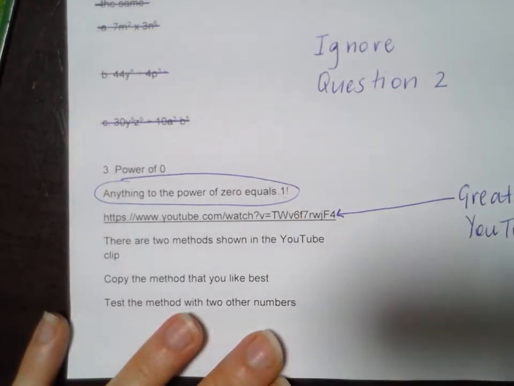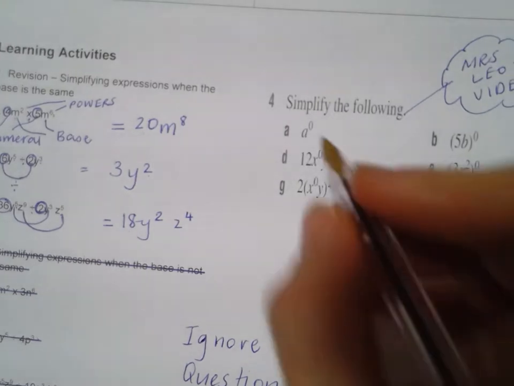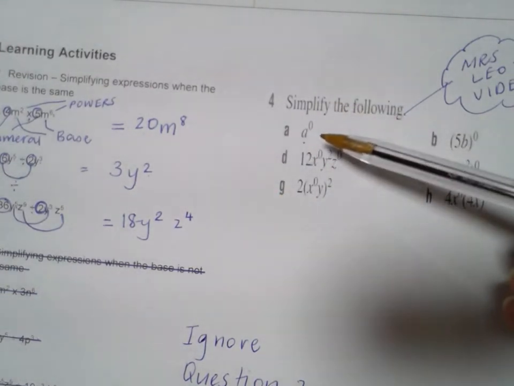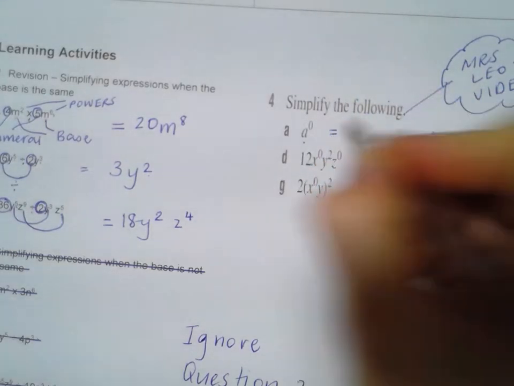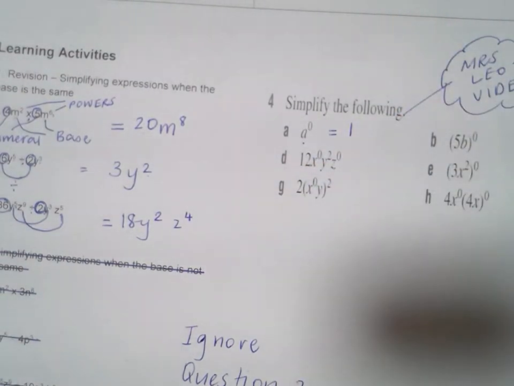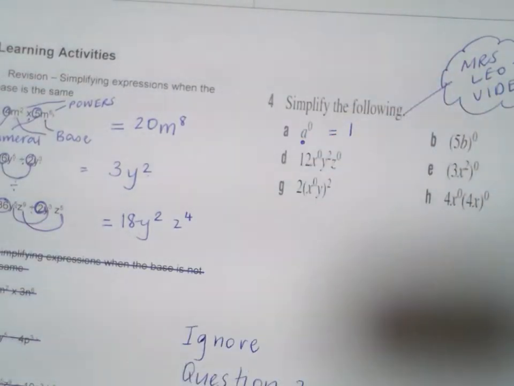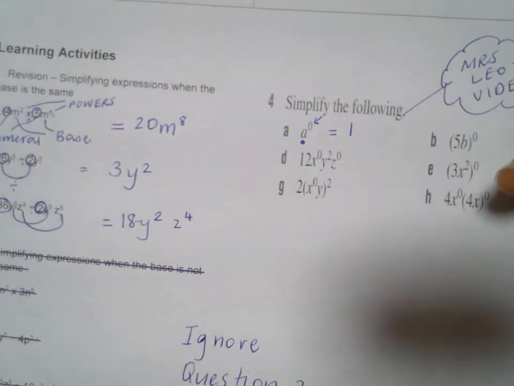So take the time to look at that YouTube clip. Here are some questions. So A can be anything. A could have a value of 10 or it could have a value of 1,000. It doesn't matter because anything to the power of 0 equals 1. Alright, so it doesn't matter what the value of this variable is. Anything to the power of 0 gives us 1.